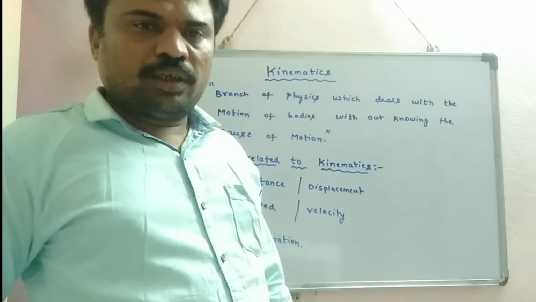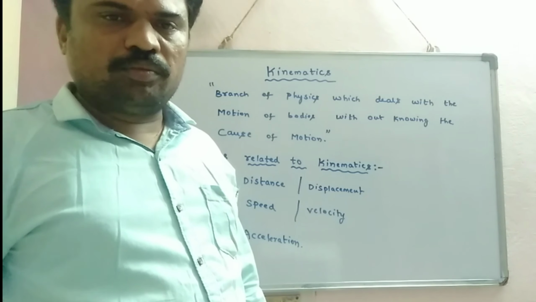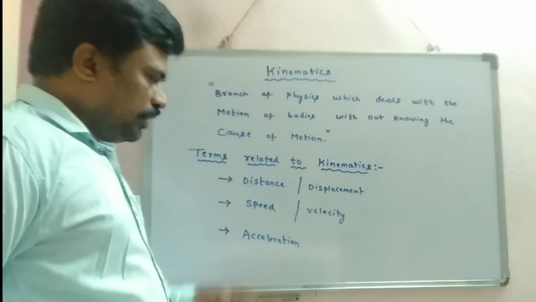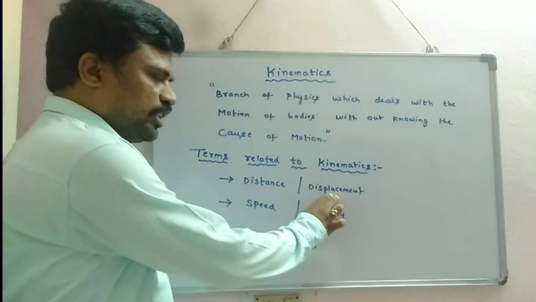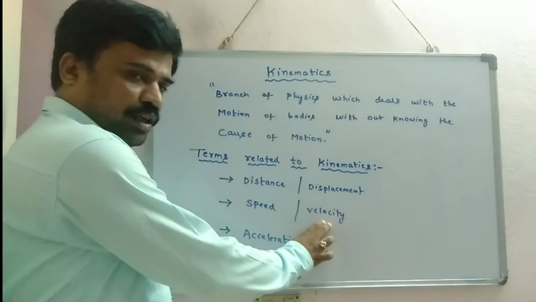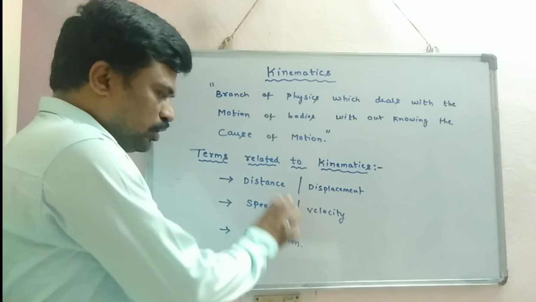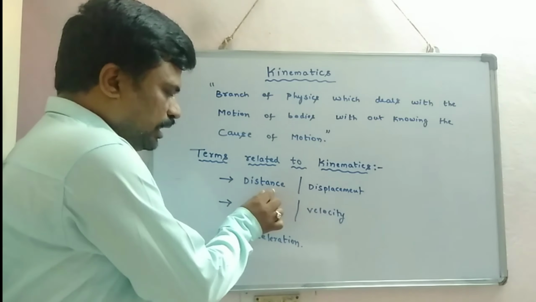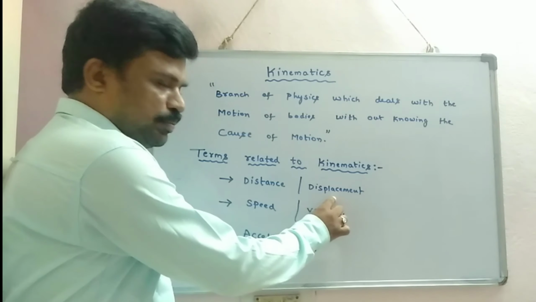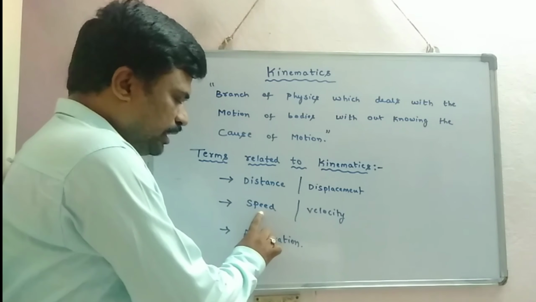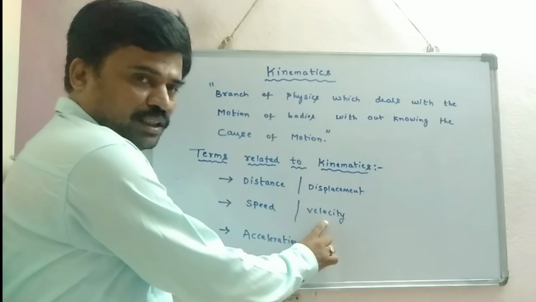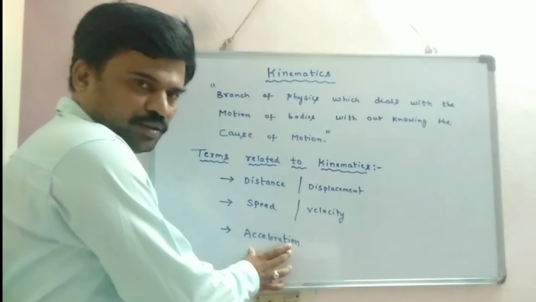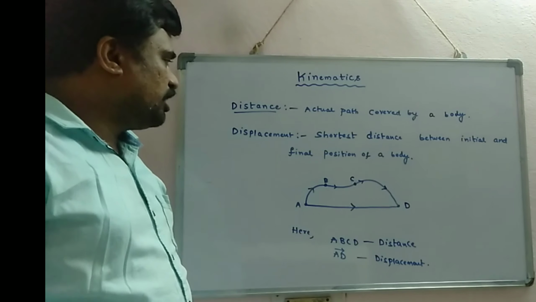Right. So in this topic we are going to learn some terms related to kinematics. What are the terms? The first ones are distance, displacement, speed, velocity and acceleration. Here I have kept some slash symbols. The reason is distance is a scalar quantity, displacement is a vector quantity, speed is a scalar quantity, velocity is a vector quantity, and finally we are going to learn about acceleration.